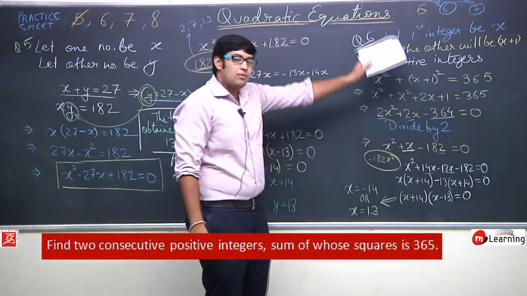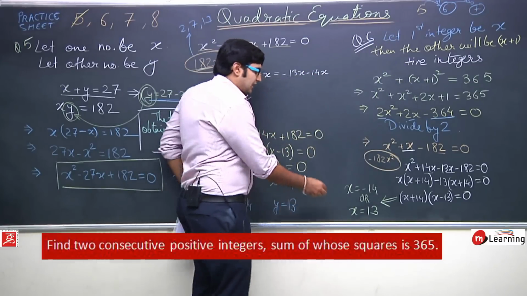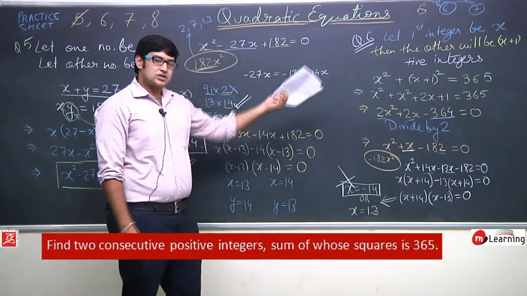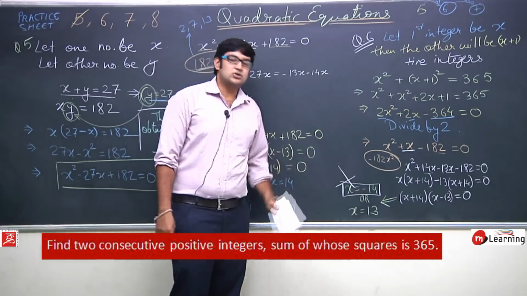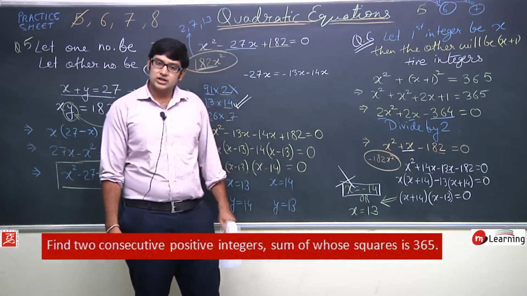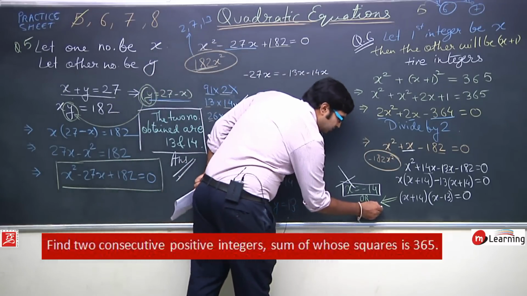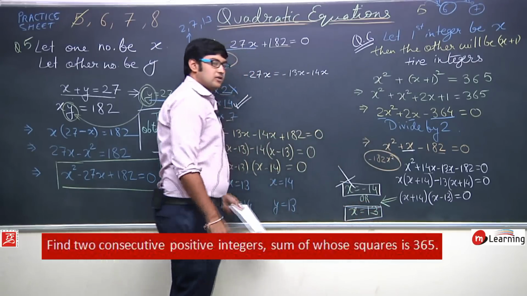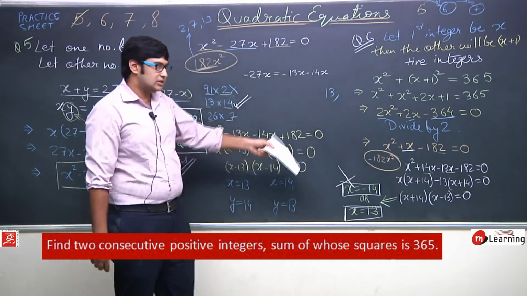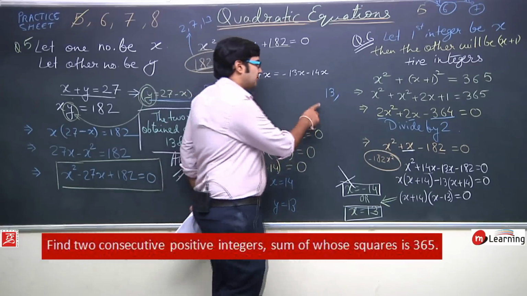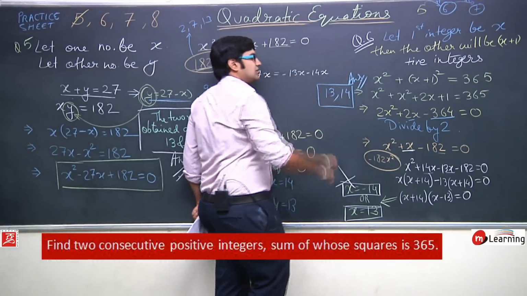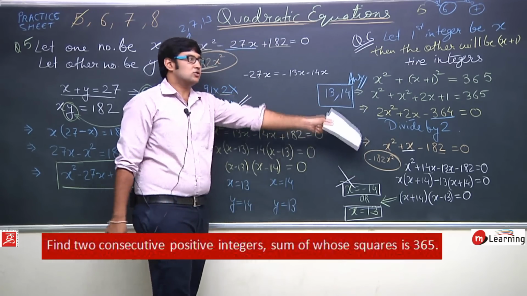Since the two consecutive integers are positive, it means I cannot take x as minus 14, okay, because the integer is positive. It means x equal to minus 14 is not the value that I am searching for. I am searching for x equal to 13. So I will consider only this value, x equal to 13. So if one positive integer is 13, then what will be the other positive integer? The other positive integer will be x plus 1, that is 13 plus 1, 14. So this is the answer for question number 6. So in this manner we need to solve this question.